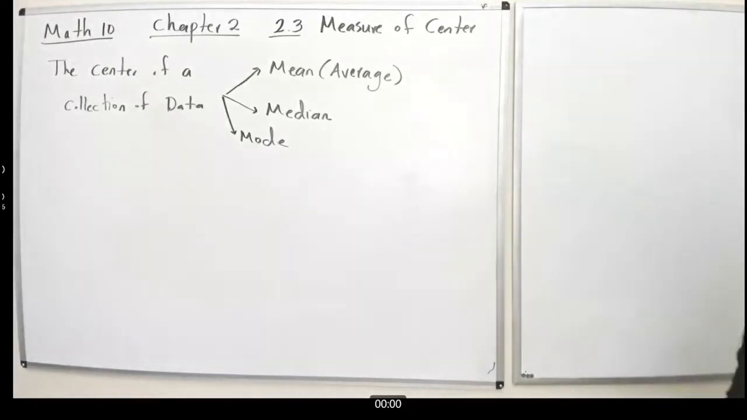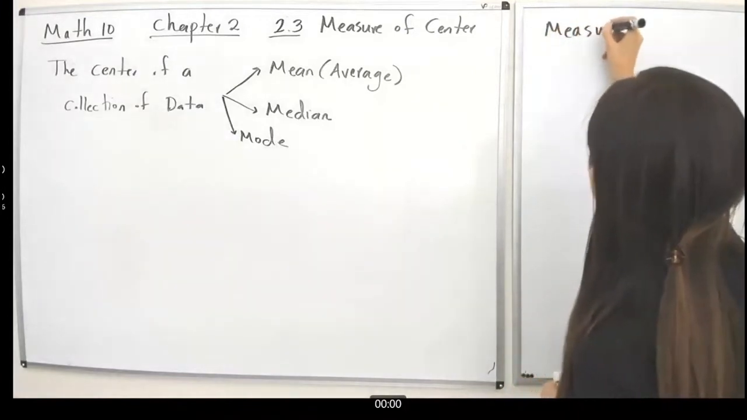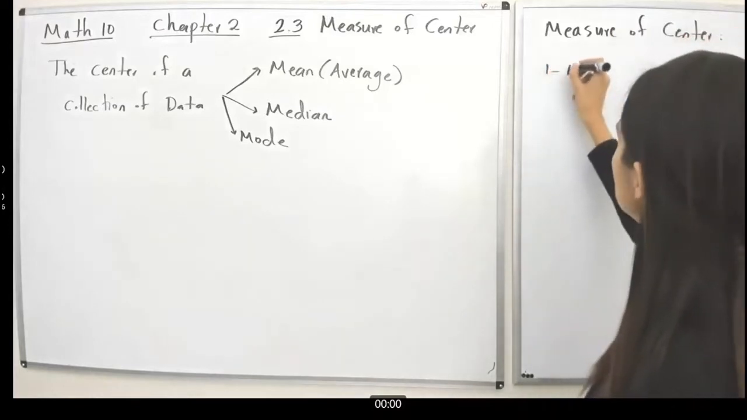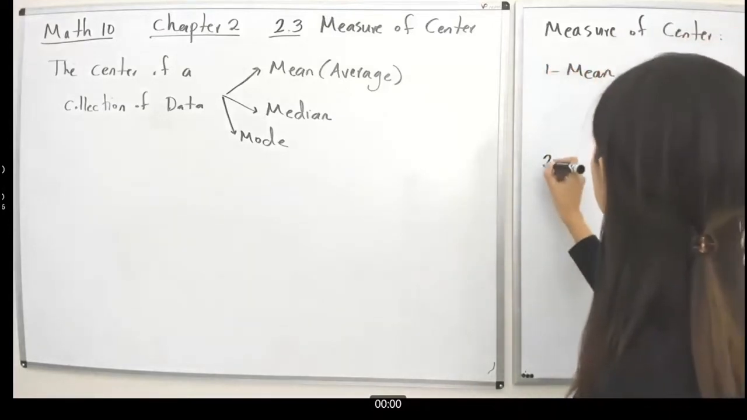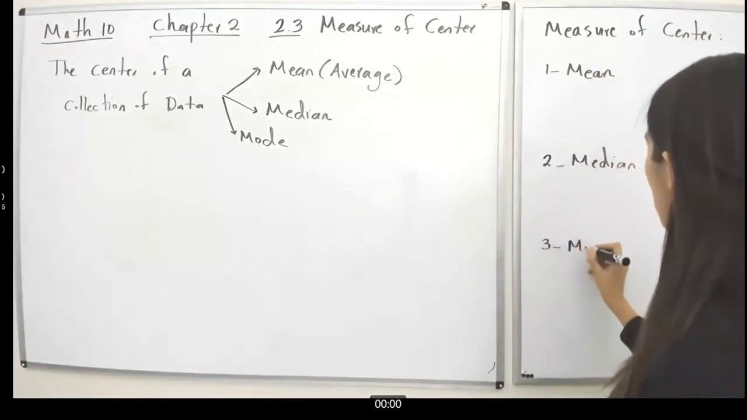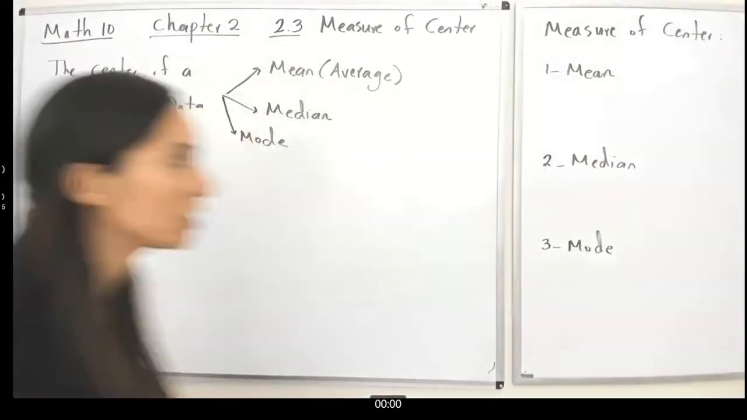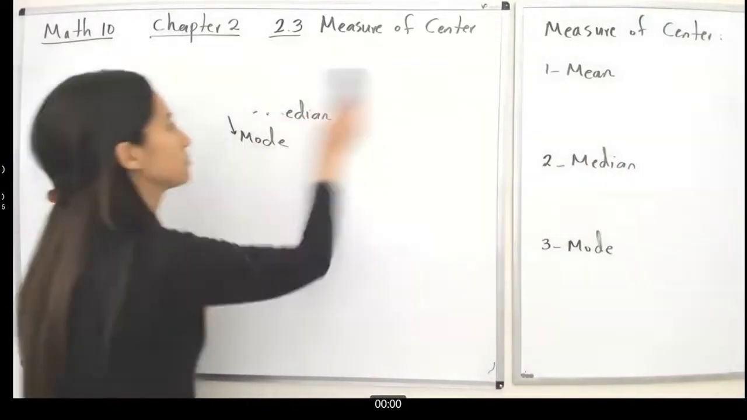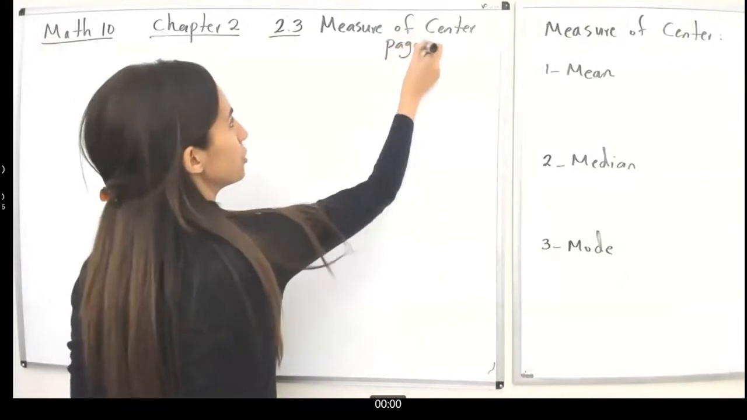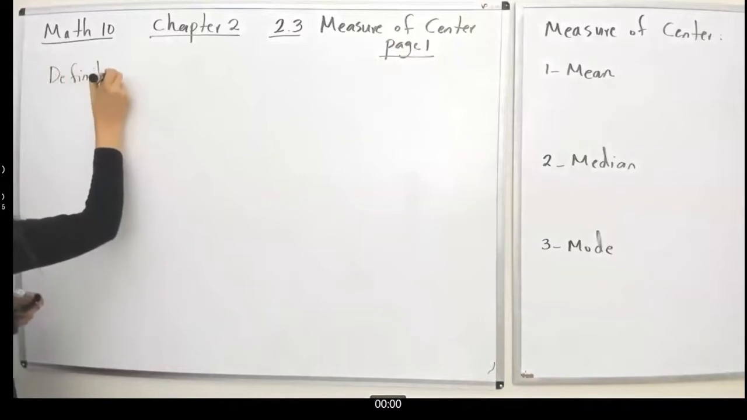So let us write each of these down here. So the measure of center can be mean or median, or it can be mode. Well, let us start talking about the mean first. We are on page 1 of our notes, definition of mean.